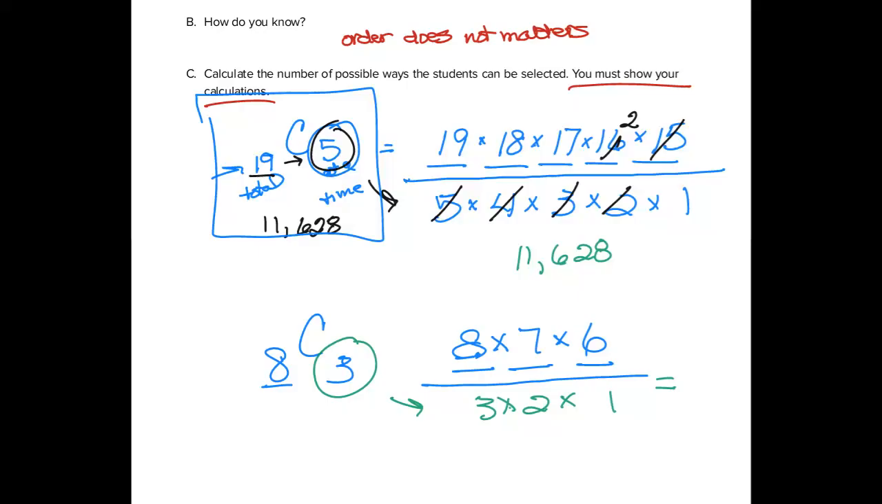So 8 combination of 3, let's take a look, gives me 56 on the calculator if I use that. And if I simplify over here, 3 times 2 is 6, and I can simplify that with the 6 above, and 7 times 8 is 56. So whether you do the calculation or whether you use the combination formula, you should get the correct answer. Okay? All right, other questions?